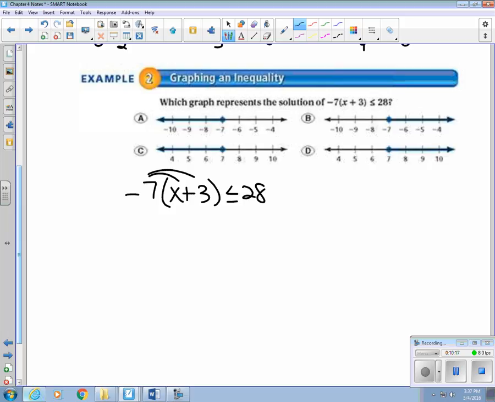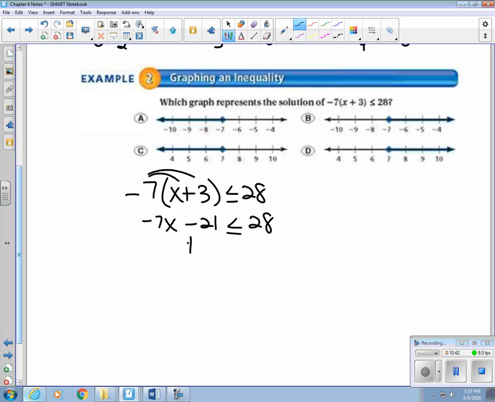Negative 7 times x is negative 7x. Negative 7 times a positive 3, that plus 3 is positive 3. Negative 7 times positive 3 is negative 21, so I'm just going to write negative 21 next to my negative 7x. So I have negative 7x minus 21 is less than or equal to 28. Now I can go ahead and solve this inequality.